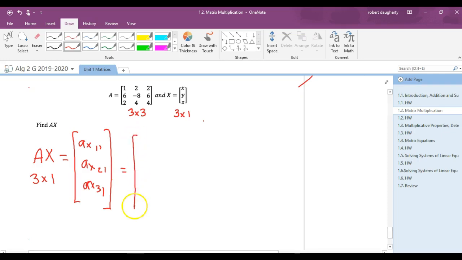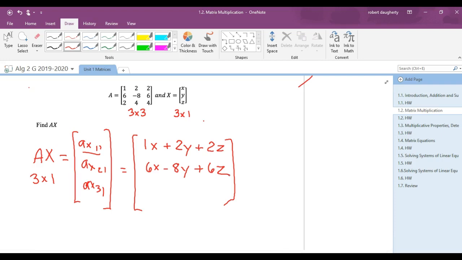Okay. So to find this first element, it's going to be row 1 and column 1. So that's going to be what? 1x plus what? 2y plus 2z. Okay. Now I move to second row, first column. That's going to be what? 6x minus 8y plus 6z. Then I go to third row, first column. That's going to be 2x plus 4y plus 4z.